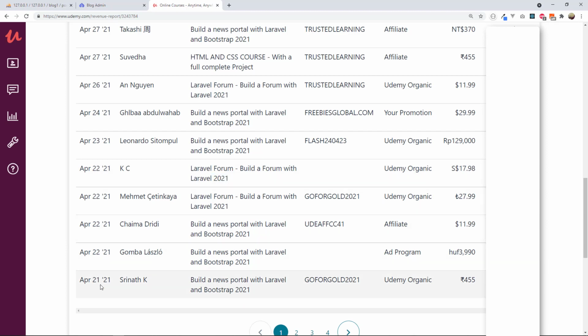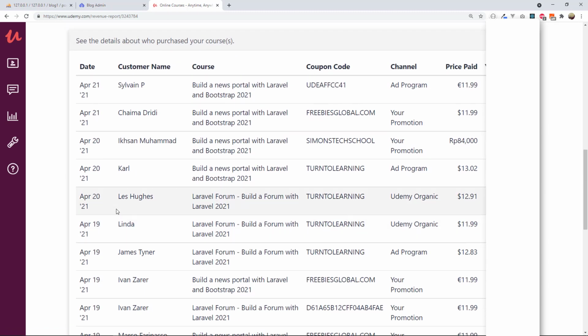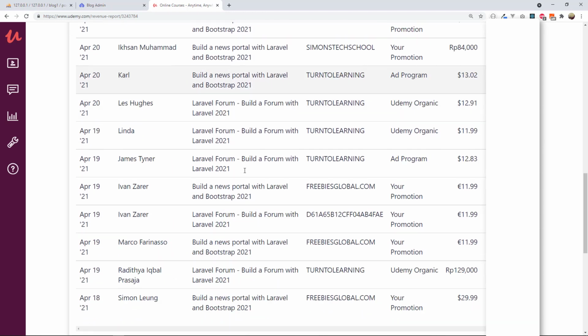On the 21st, let me move to the next page. I'm on page 2, but we had the 21st on the other page, so that's why I'm starting from 2, 3. So I had 3 sales. And then on the 20th of April, I had 3 sales, and they are the same courses. On the 19th, I had 6 sales and the same 2 courses.